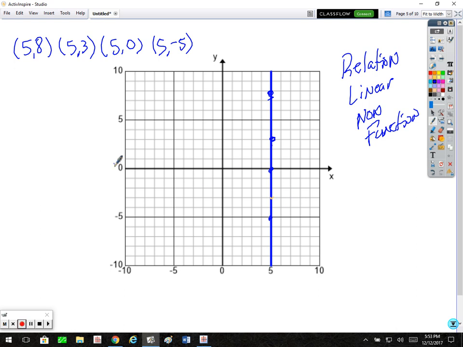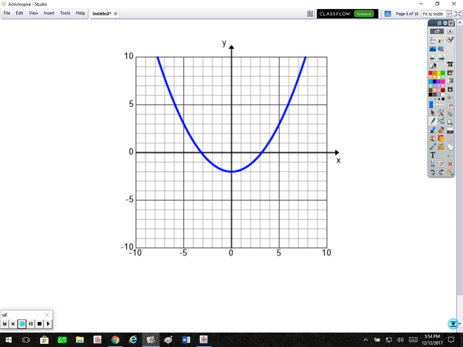Well, as you can see, remember what makes a function not a function is if the x value repeats. Well, in this case, all of my x values are 5. So that makes it not a function. So we can see it visually, and we can also see it with a set of ordered pairs. But remember, all vertical lines are also not a function. Let's try one of these.